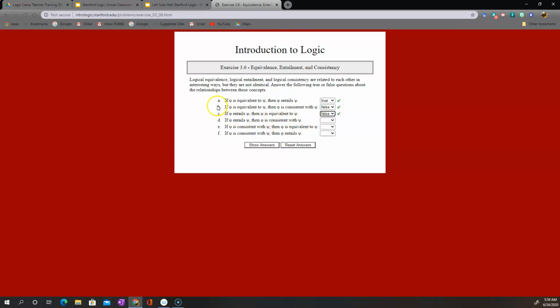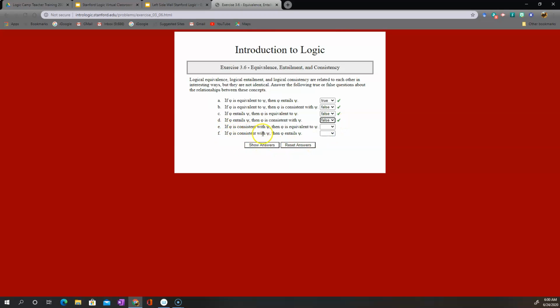D: Phi entails psi, then phi is consistent with psi. Okay, this is the same argument as part B. Entails means for every truth assignment that makes phi true, psi is also true. And it doesn't require that there are any truth assignments that make phi true. That's the special case where an unsatisfiable sentence entails everything. But when phi is consistent with psi, it requires there's at least one case where they're both true. And so this makes it false.